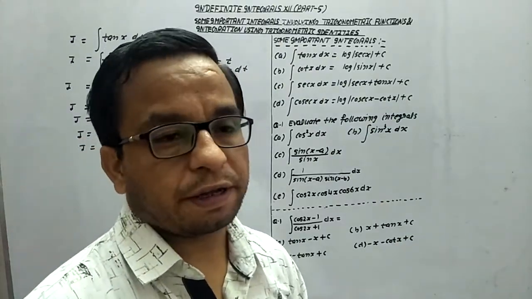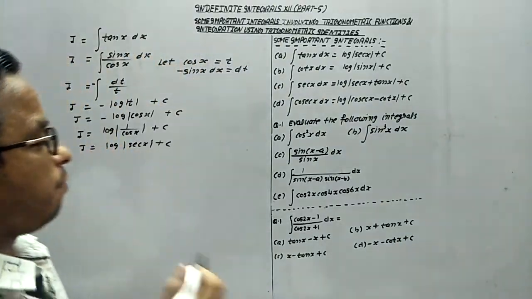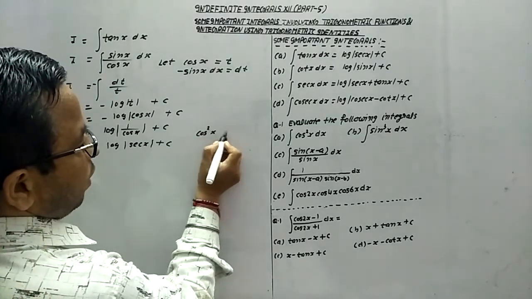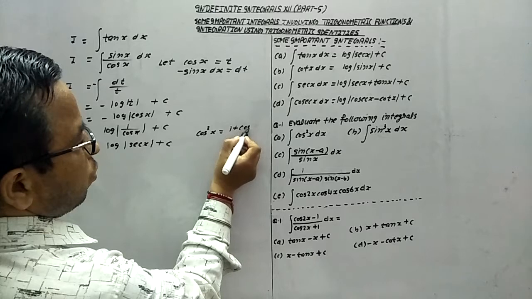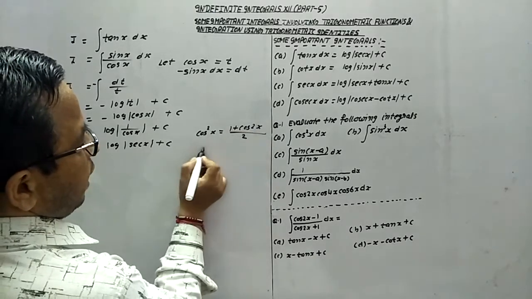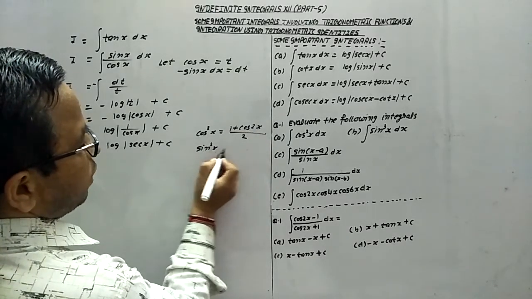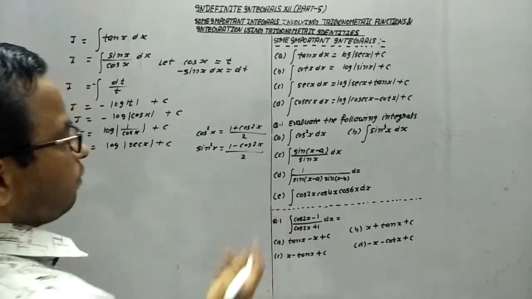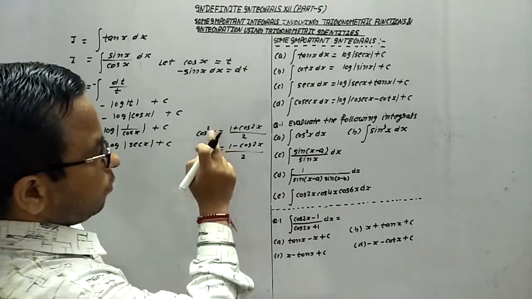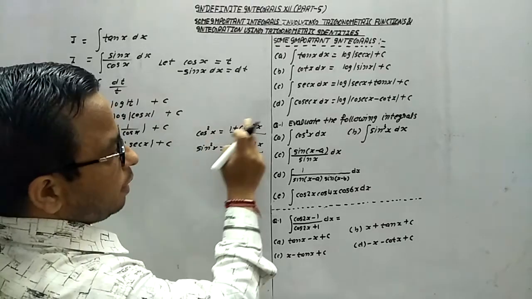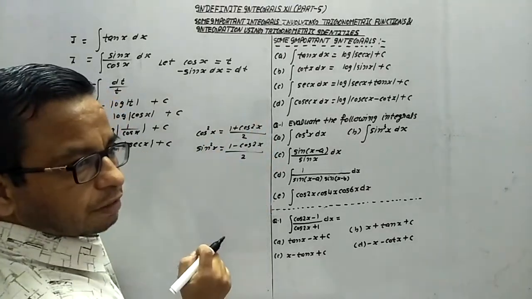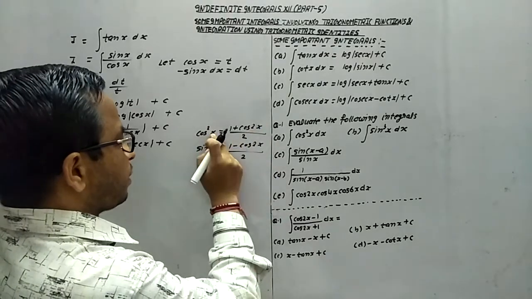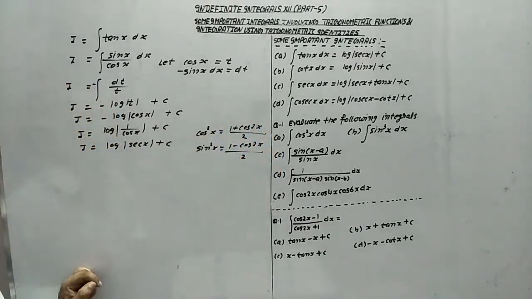There were 2 identities which are very important. I am writing those 2 identities: as we know, cos square x is equal to 1 plus cos 2x upon 2, and sin square x is equal to 1 minus cos 2x upon 2. And we know very well, if this is cos square x by 2, then this becomes 1 plus cos x. The reason is very simple: if this is x, this is 2x; if this is x by 2, this will be x.